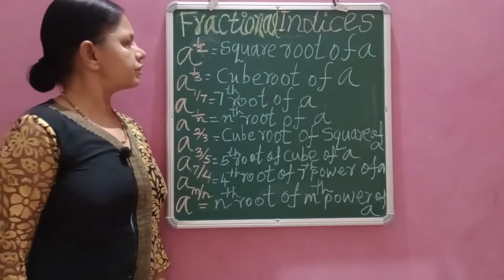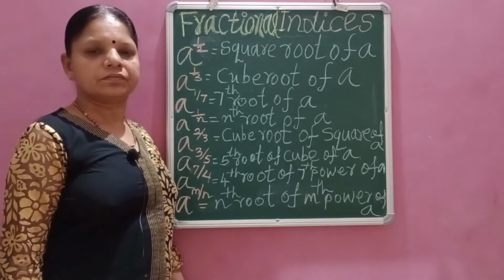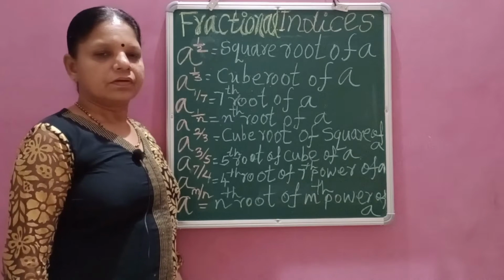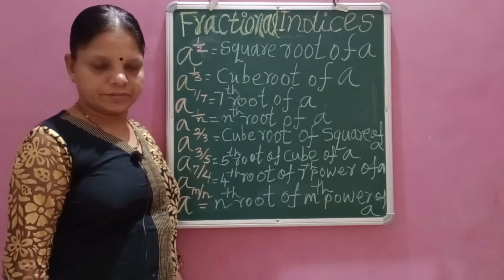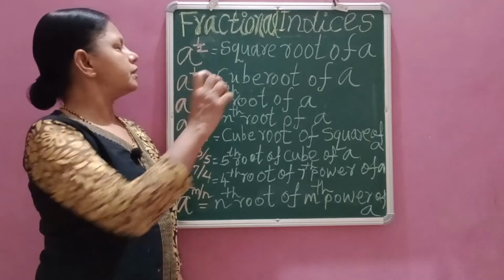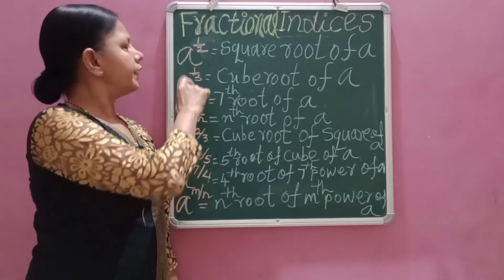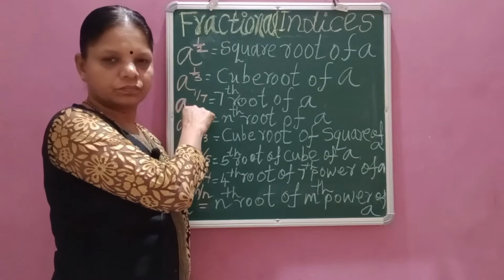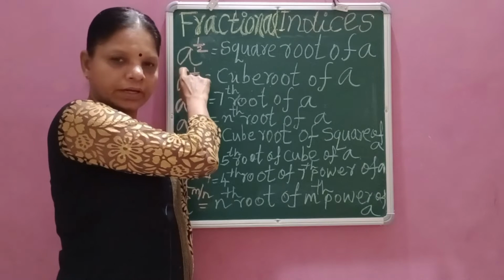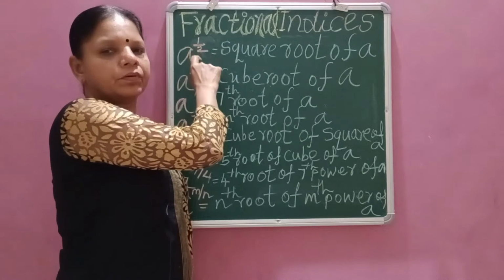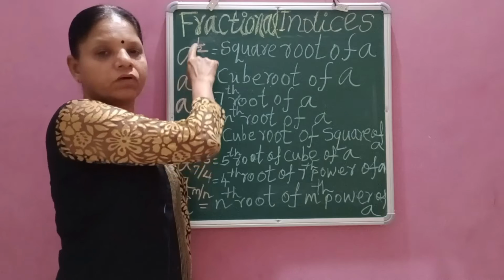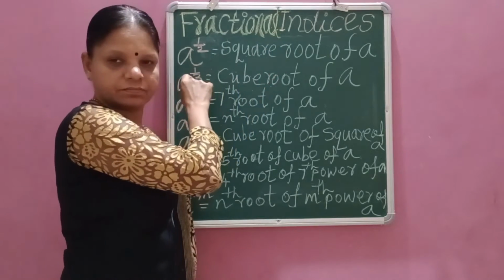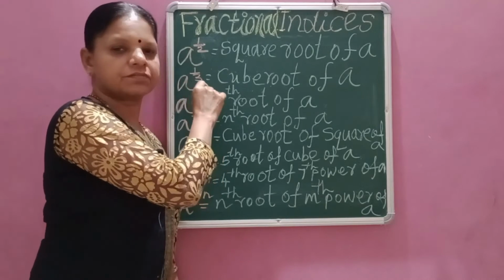So first we will consider the fraction with numerator 1. See the first example, a raised to 1 upon 2, or a to the power of 1 upon 2. Which is the index here? 1 upon 2. It is a fraction. It is a fractional index. What will be its value?